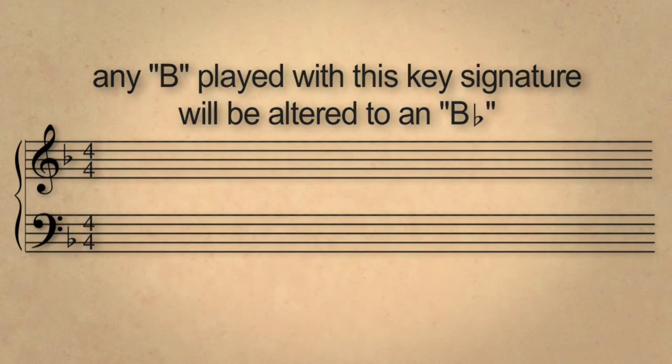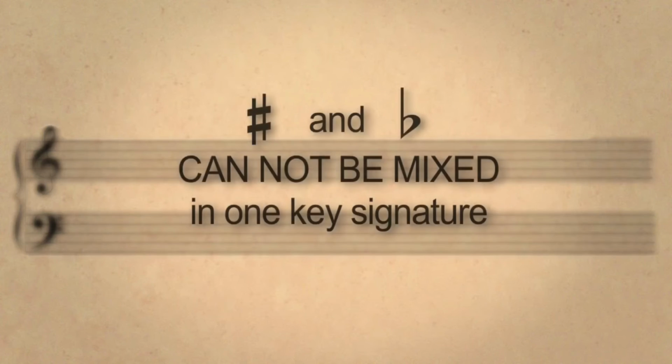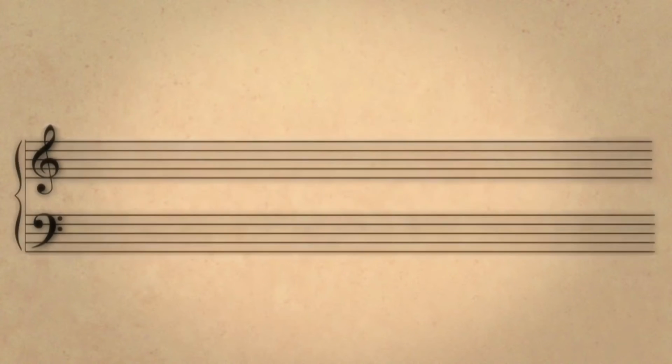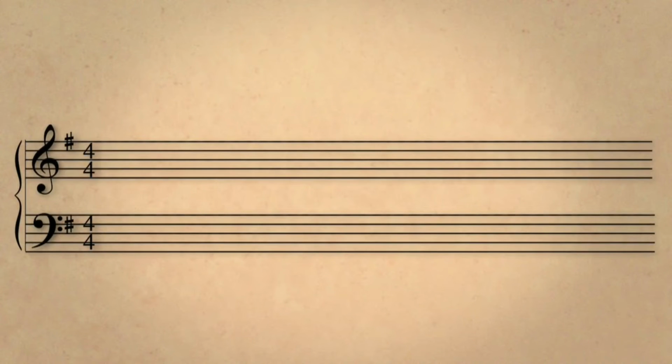It's important to learn that if we have sharps in the key signature, we cannot also have flats in the key signature. If we have flats in the key signature, we cannot also have sharps. If we are playing a work with one sharp in the key signature, of course we know that sharp is always an F, but the composer would like to have an F natural played. A natural sign would have to be placed before the F.